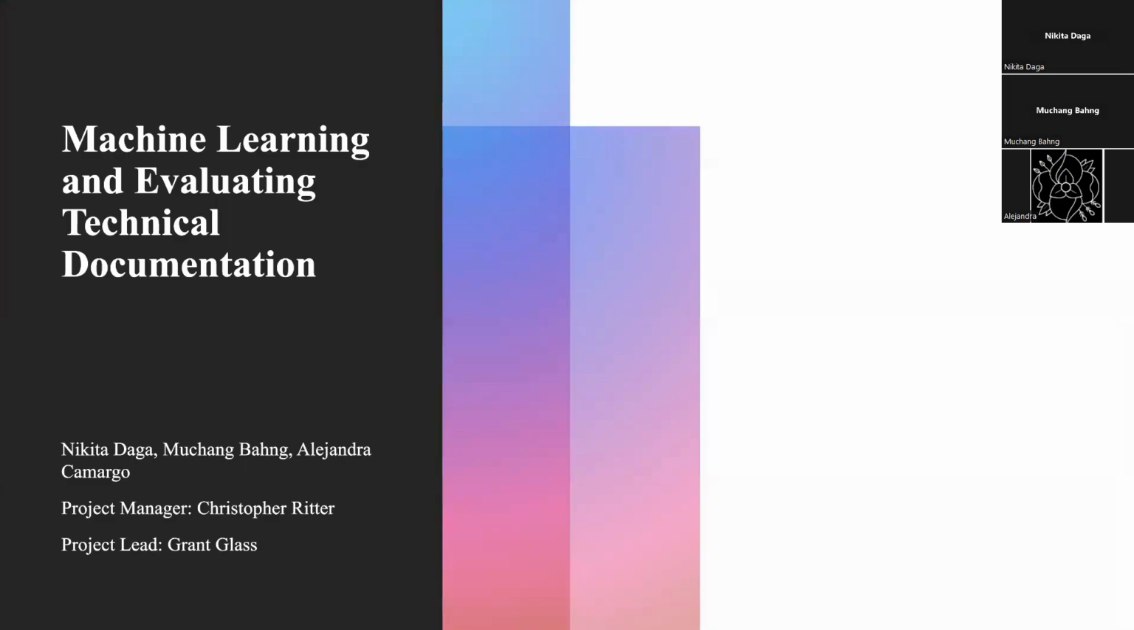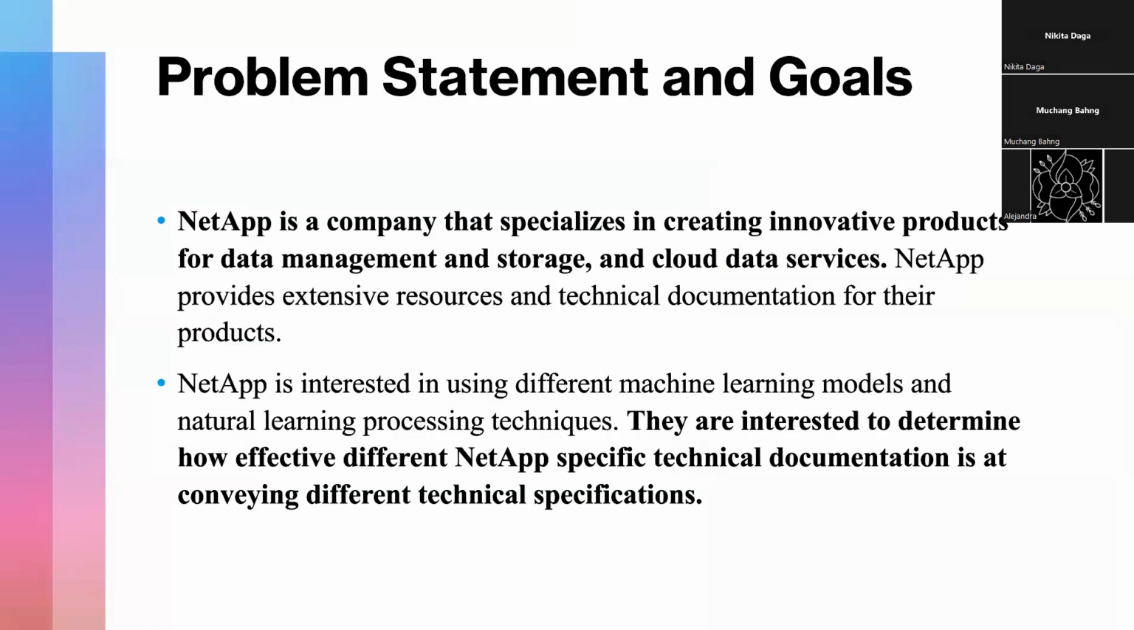Hello, we are Group 8, Machine Learning and Evaluating Technical Documentation. We are working with NetApp. NetApp is a company that specializes in creating innovative products for data management and storage and cloud data services. They are interested to determine how effective different NetApp-specific technical documentation is at conveying different technical specifications.